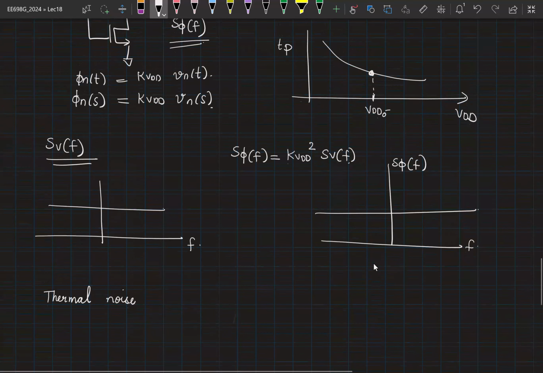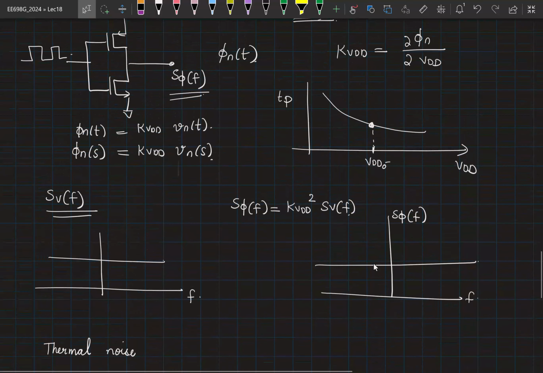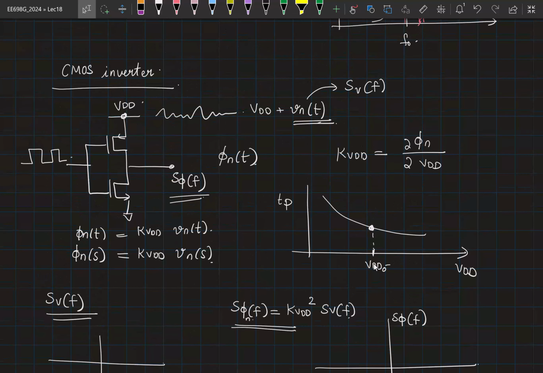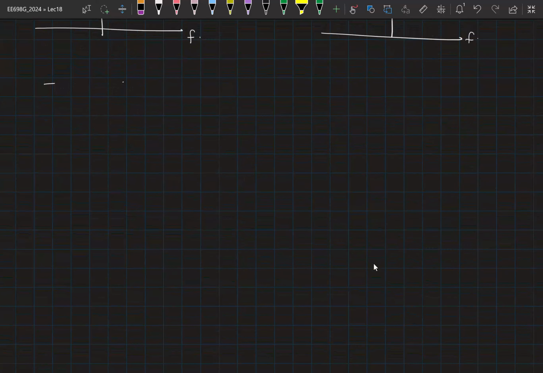Yes. S phi of f which we have written will constitute only phi n of t, or this has to constitute only phi n of t. Why do you have the confusion? Because we have a voltage VDD plus Vn of t, right? Correct. So we are taking the effect of only phi n of t in S phi of f. Correct. It cannot be the total phase, right? Because let me consider an ideal inverter.